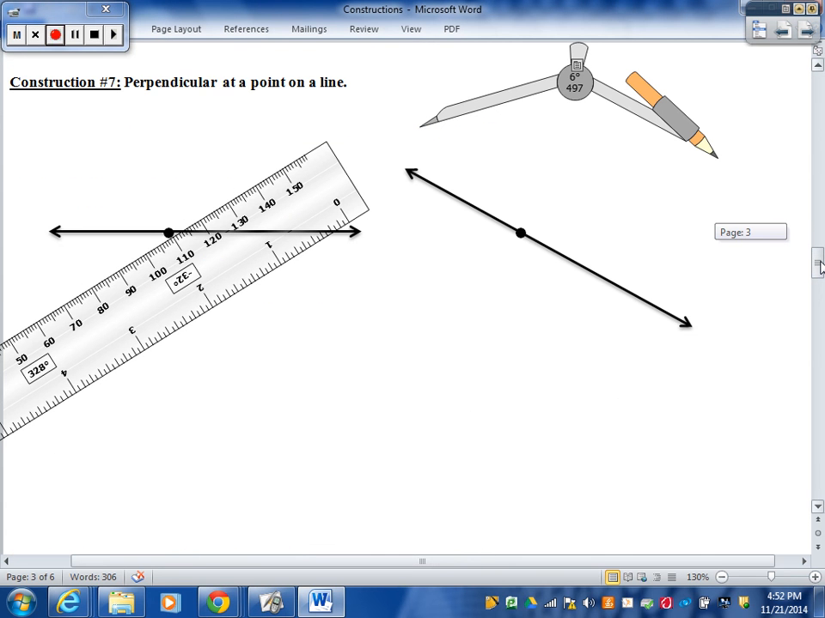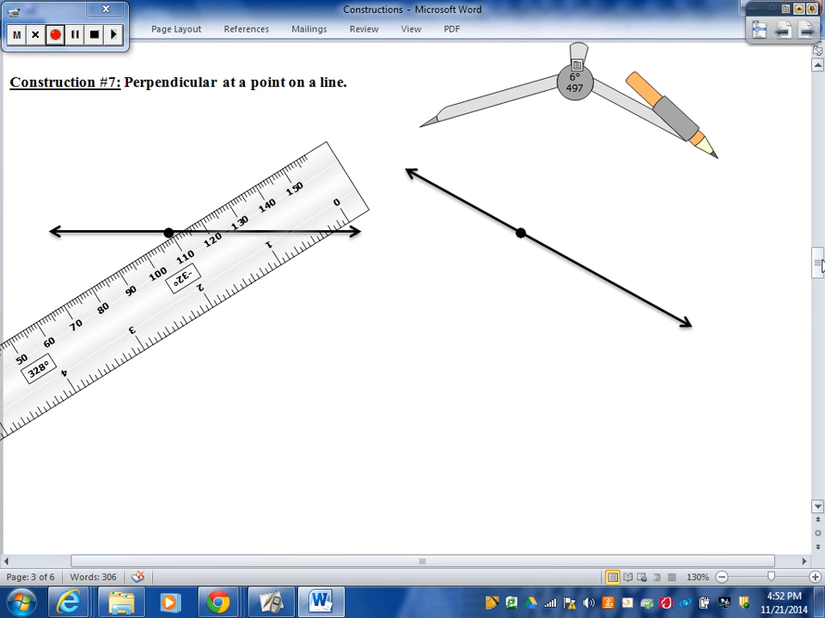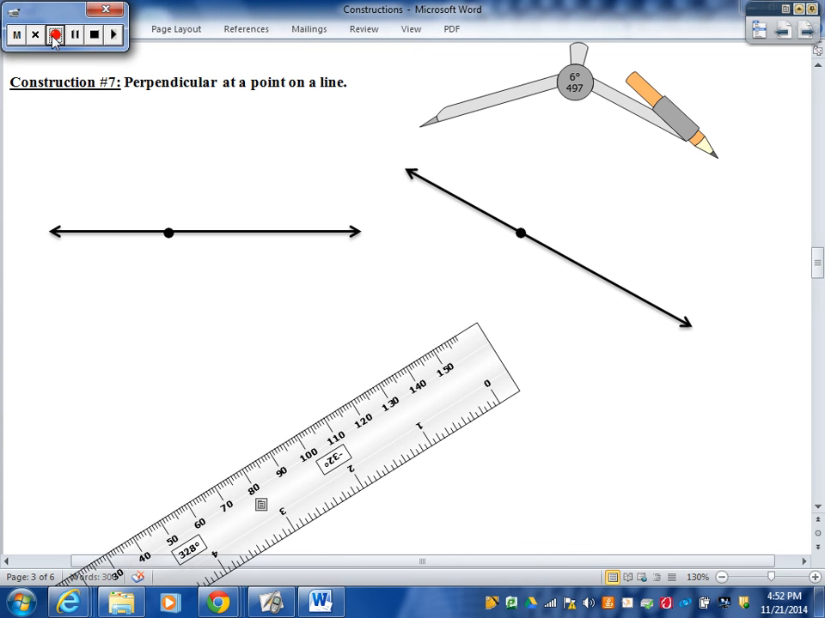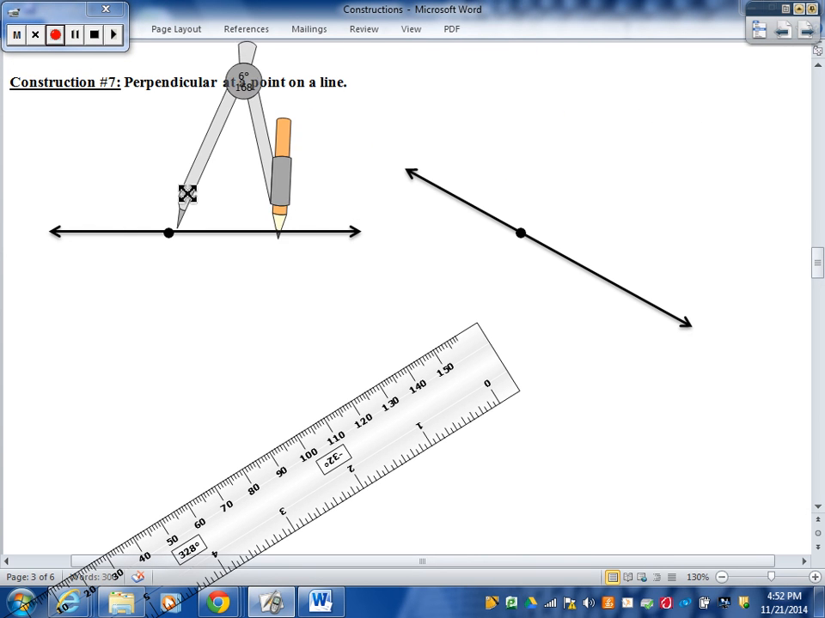What do we got next here? Perpendicular at a point on a line. Okay, we're revisiting perpendicular lines. We're going to really get you guys to understand perpendicular lines form right angles here.